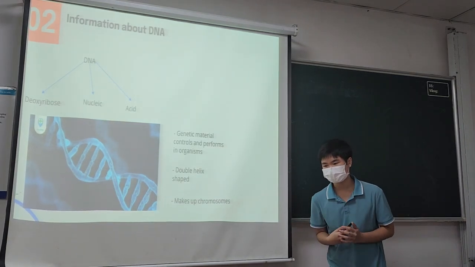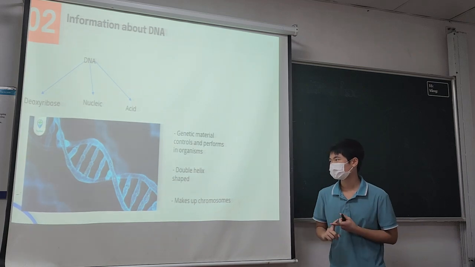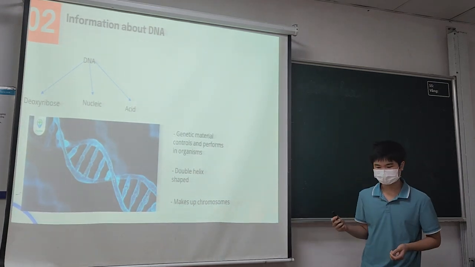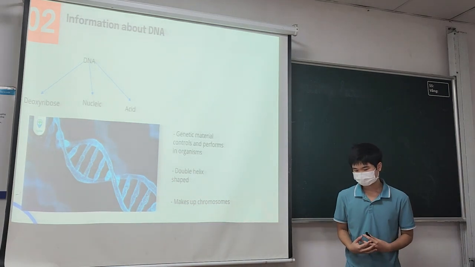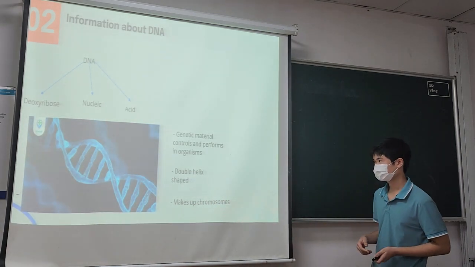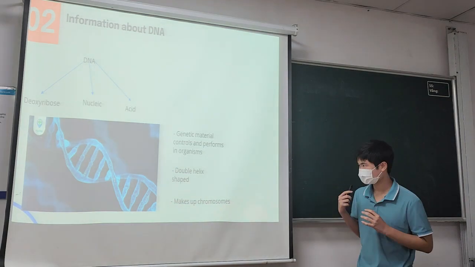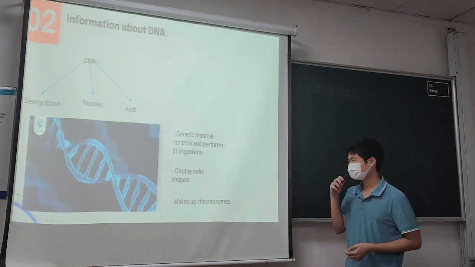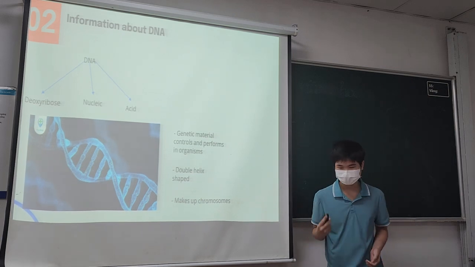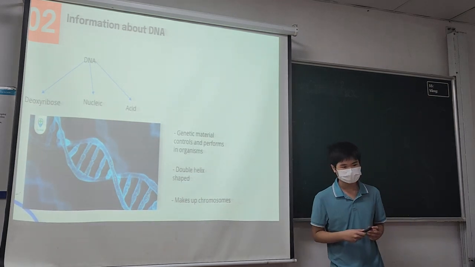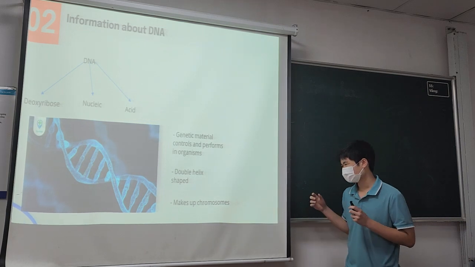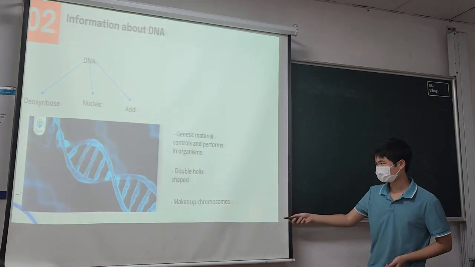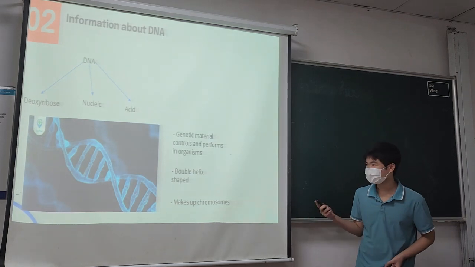DNA has 3 characteristics. The first one is that it is genetic material, and it can control and perform the activities in a living organism. It has the double helix shape, and it makes up the chromosome, which will then make up the gene.